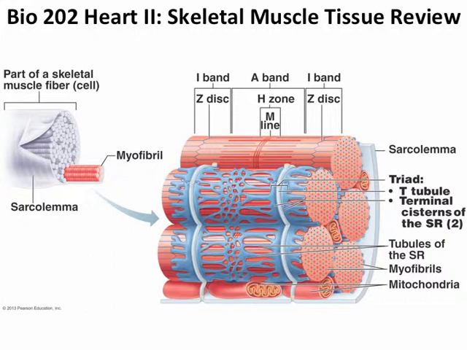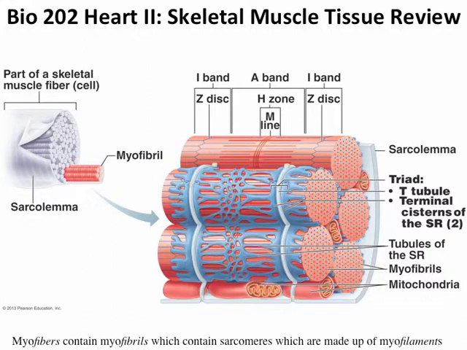And then at the bottom right on the cartoon, it shows there are plenty of mitochondria in the skeletal muscle cell, because you need to make ATP to contract the muscles.